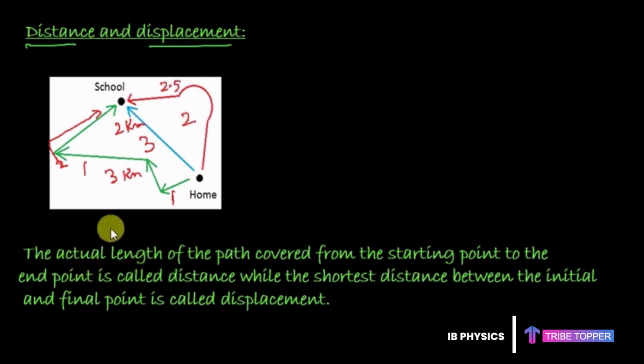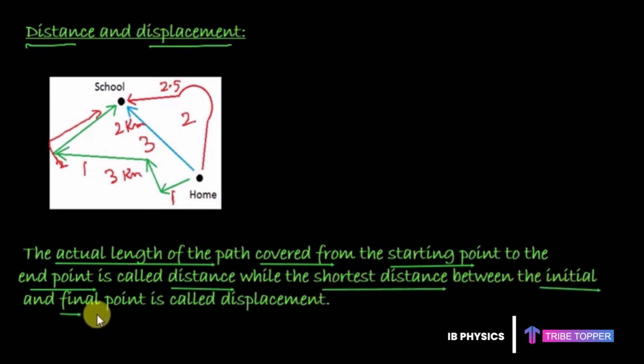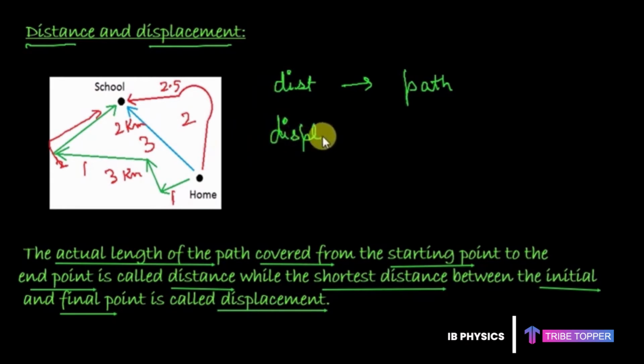So now we can say that the actual length of the path that is covered from the starting point to the end point is called distance, while the shortest distance between the initial and the final point is called the displacement. So this means that your distance, this parameter, depends on the path followed. Whatever path you take, every time the distance is different. But displacement, this parameter is independent of the path followed, but depends only on the initial and the final point.